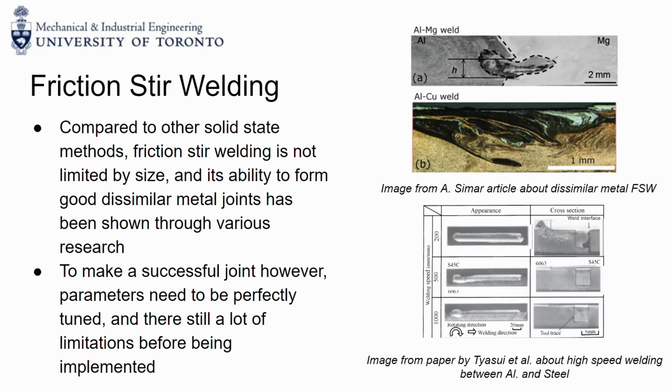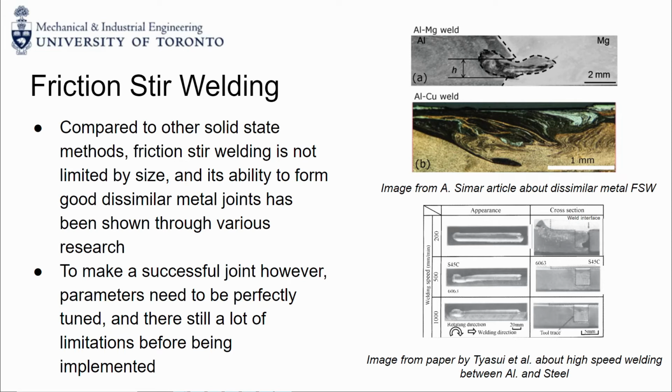Compared to other solid state methods, friction stir welding is not limited by size, making it more ideal for use in the automotive industry, so you can do more complex geometries with it if you have the right setup. And it has shown in literature, as you can see in these images, a bit of success with joining dissimilar metals. However, this success is contingent on the choice of very finely tuned parameters to result in a successful joint, and these parameters would have to change based on the material thickness and type, and so there's still a lot of limitations in the process.